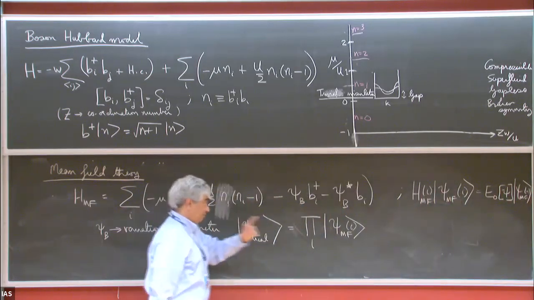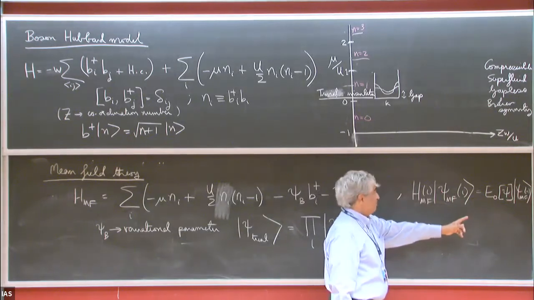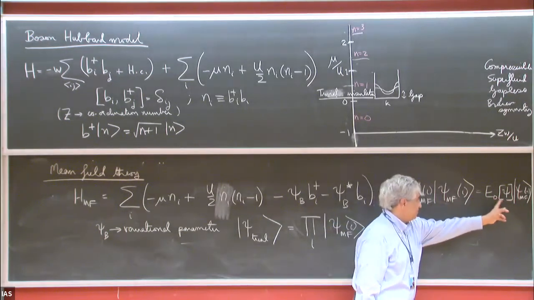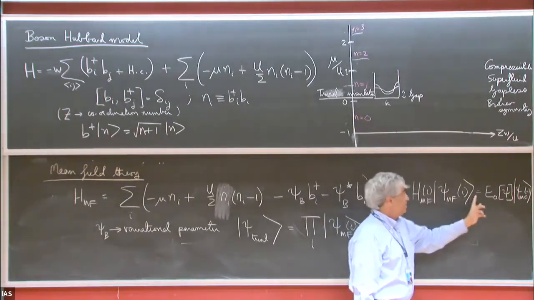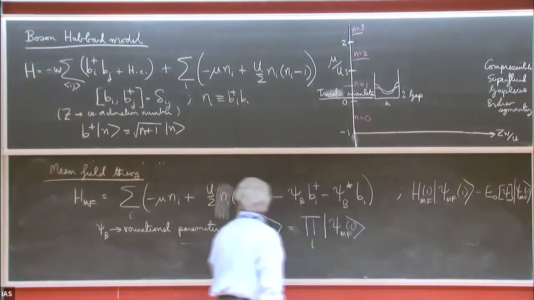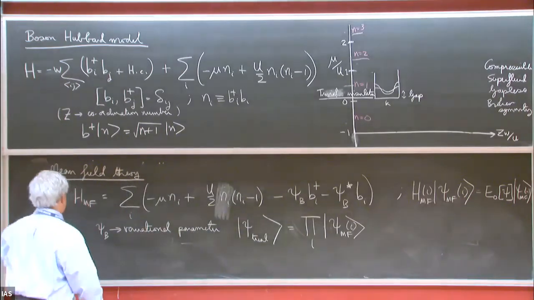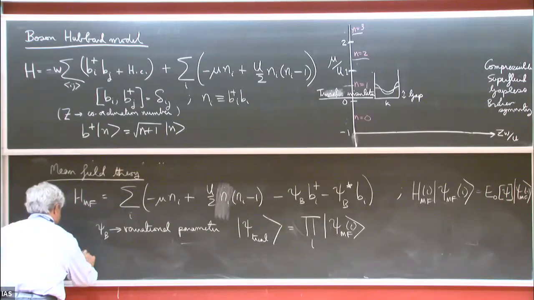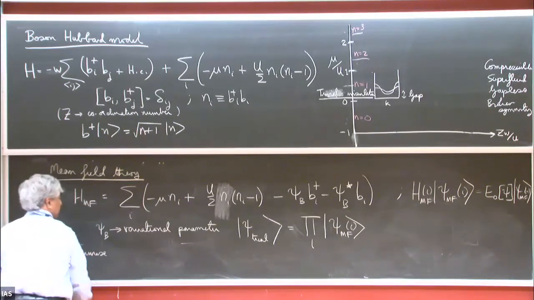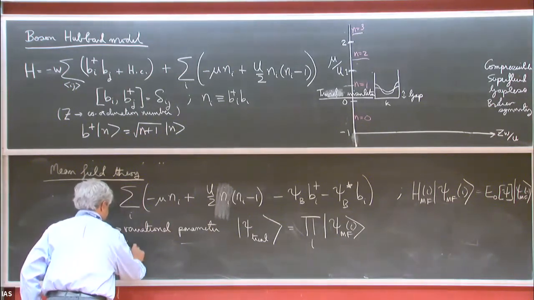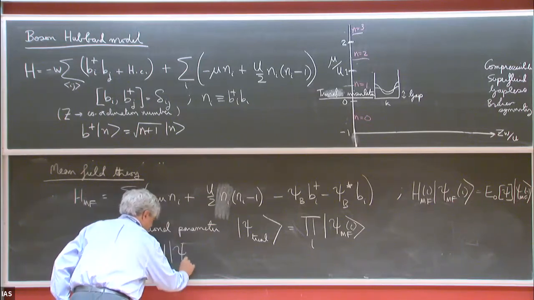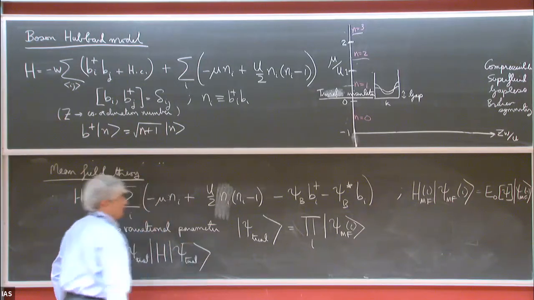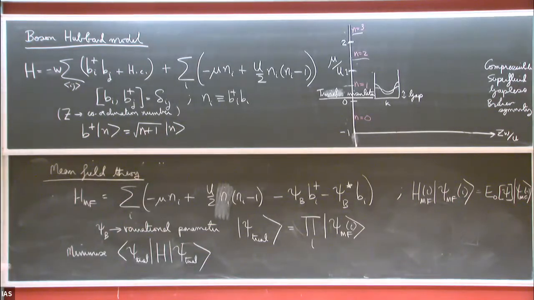Our task is simply to, well, actually not to determine E0. We don't minimize E0 because we're not interested in H mean field. We take this wave function and we minimize the full Hamiltonian. So what we have to do is minimize the expectation of H in psi trial.